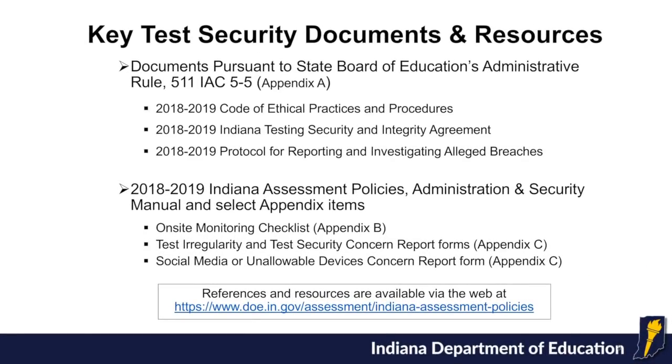There are several key test security documents and resources. Documents and resources related to test security that are listed on this slide have been updated for the 2018-2019 school year. Please be sure to carefully review these important documents and to share this information with staff.